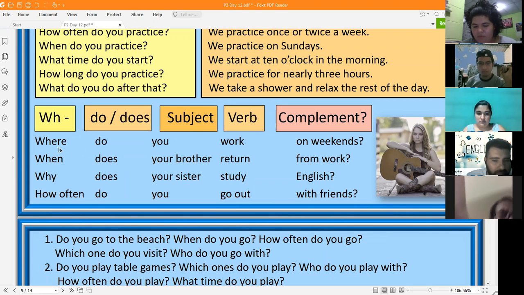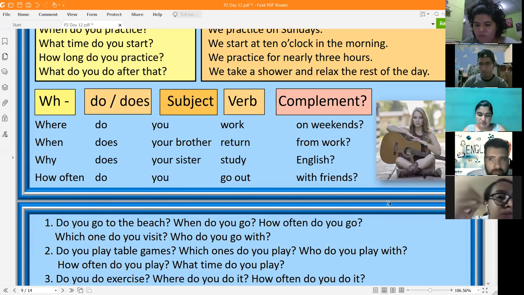Okay. Examples. Where do you work on weekends? When does your brother return from work? Why does your sister study English? How often do you go out with friends? So, where do you work on weekends? When does your brother return from work? Why does your sister study English? And how often do you go out with friends?